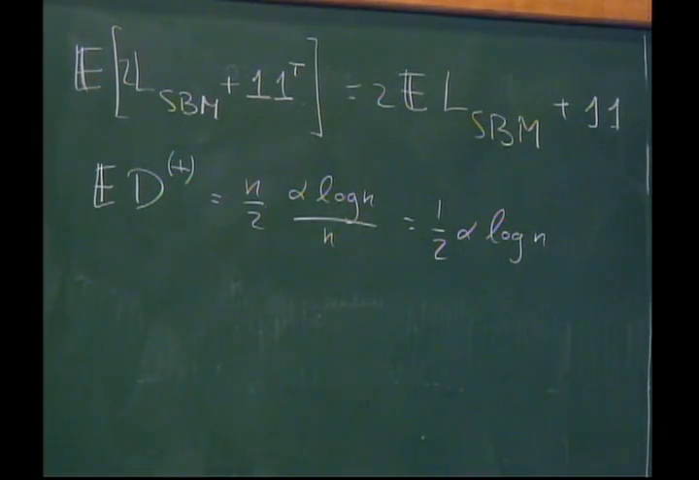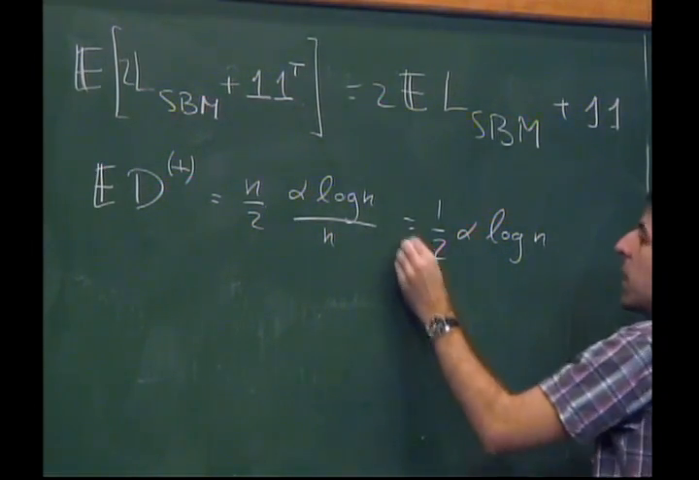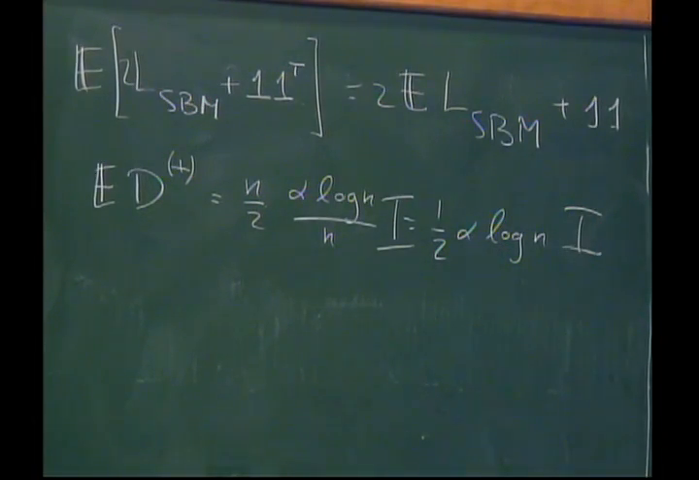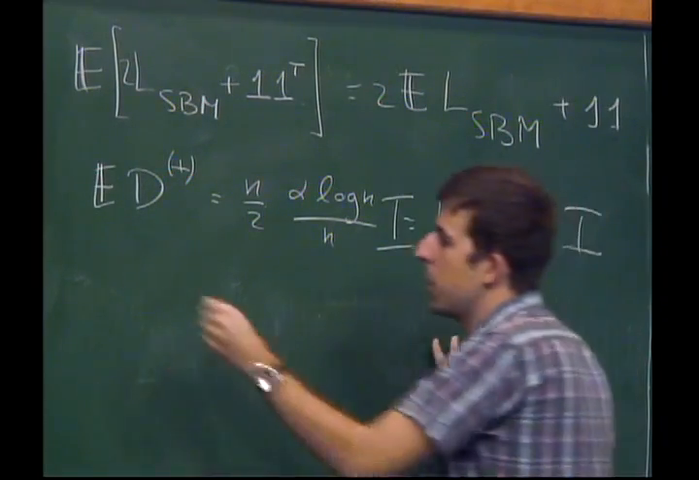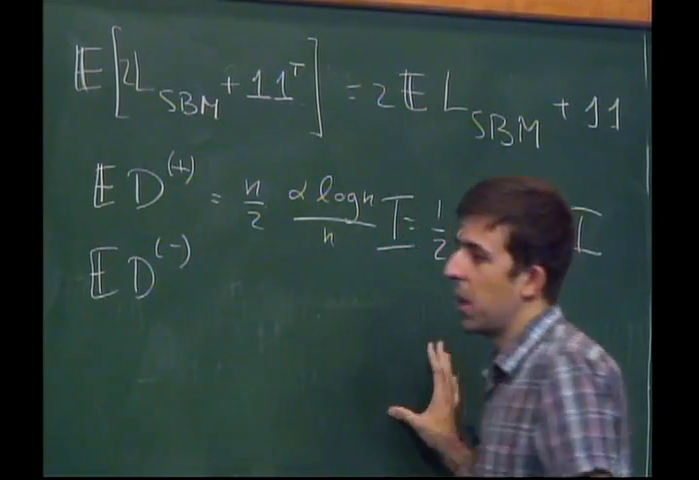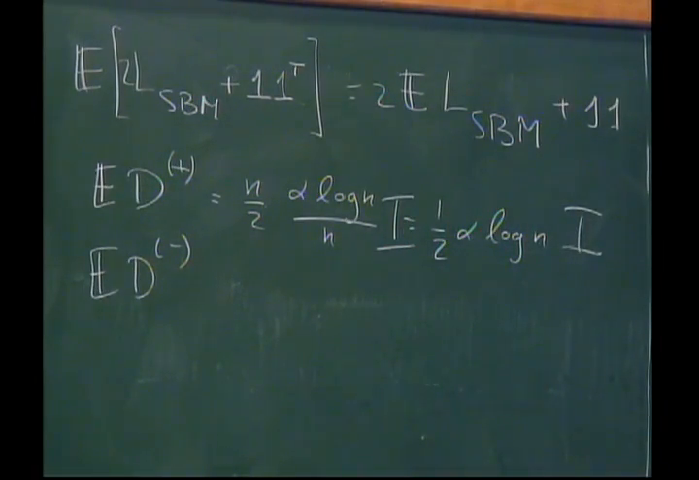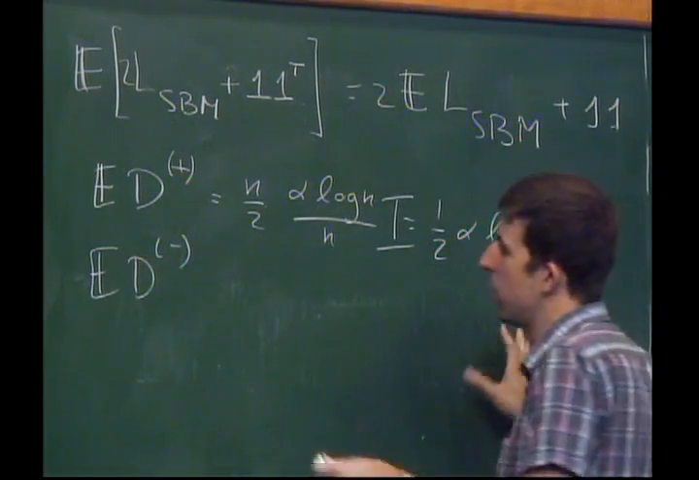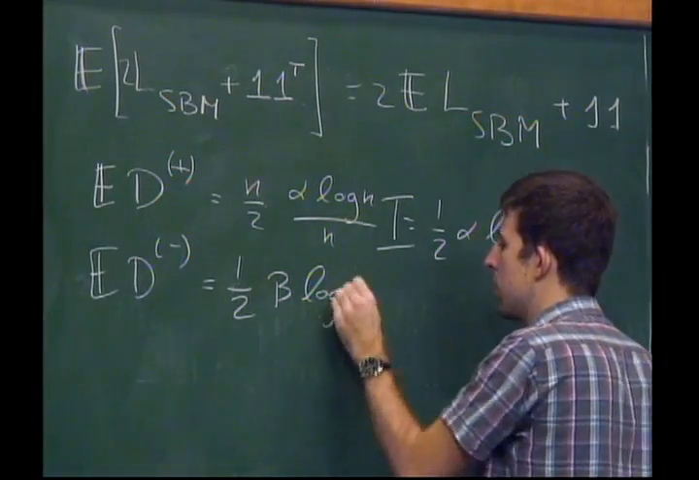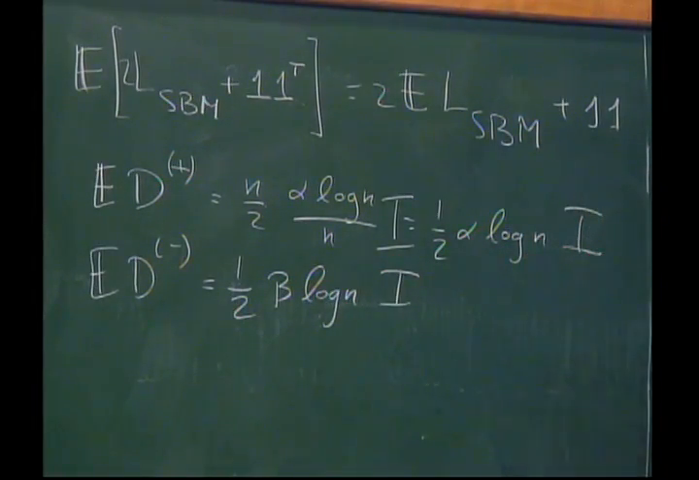I'm just looking at the average within cluster degree of a point. And all the points are the same. So it's this times identity. Now, the calculation is exactly the same for the minus. Simply, there's also again n over 2 points in the other cluster, but now the probability is slightly smaller, it's beta. So this will be half of beta log n times identity.